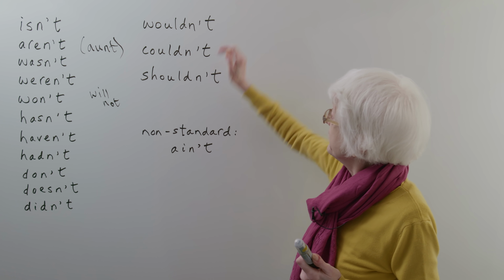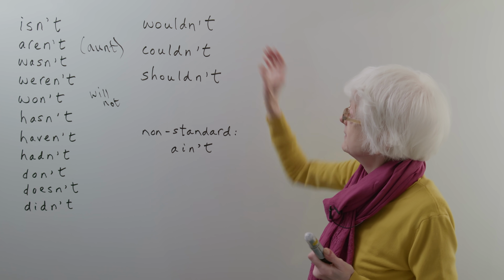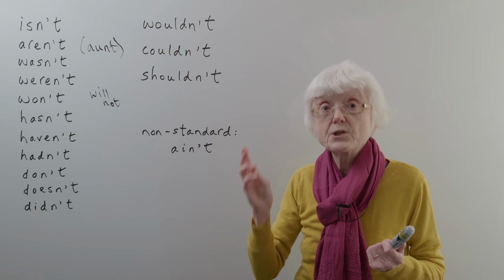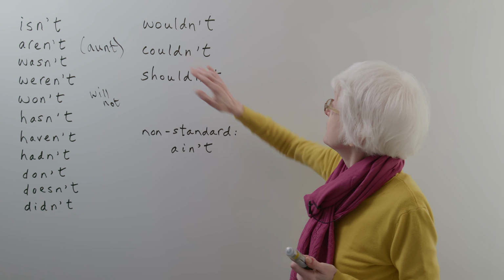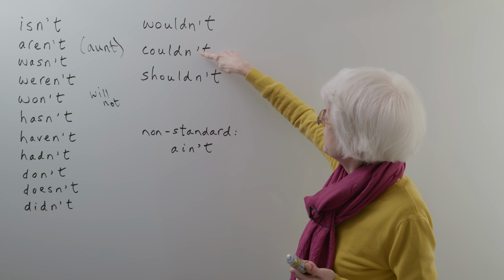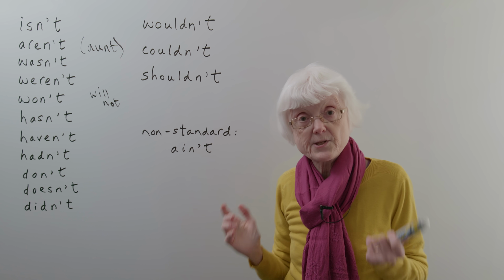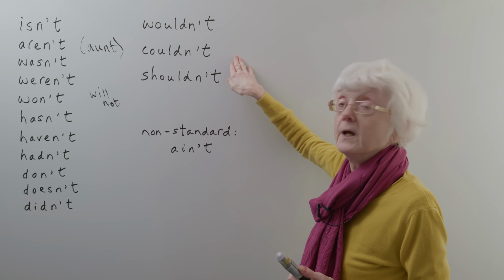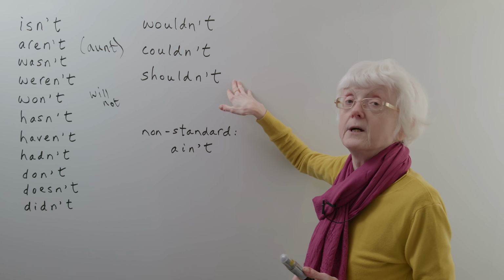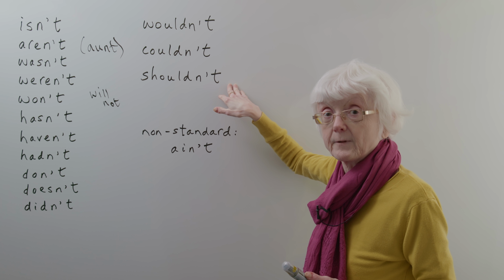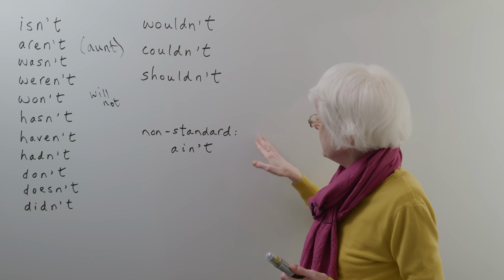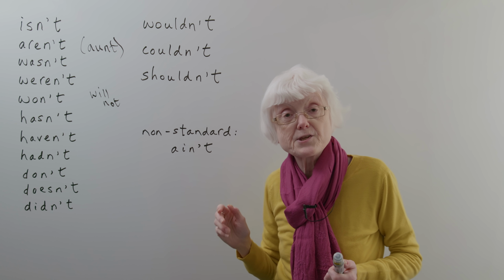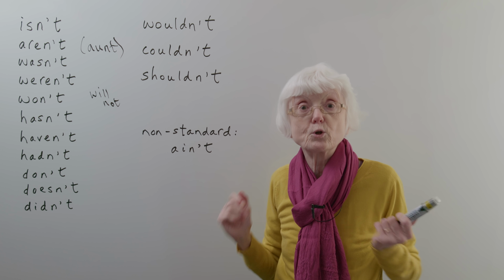Okay, good. And then these three here with would, could and should. So it's would not, could not, should not, but how it sounds when contracted is wouldn't, couldn't, shouldn't. Okay? And then finally, we've covered this in another lesson about the Cockney accent.